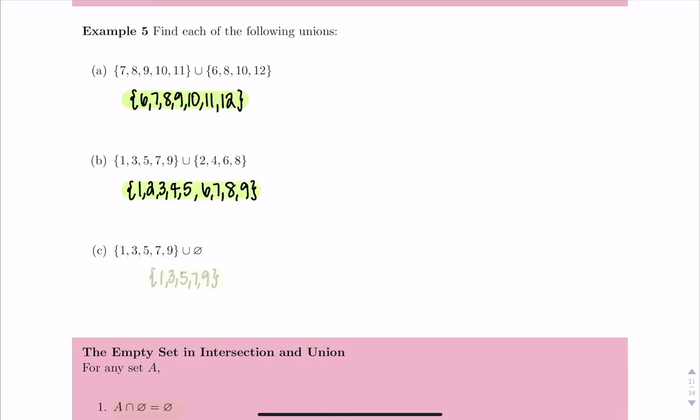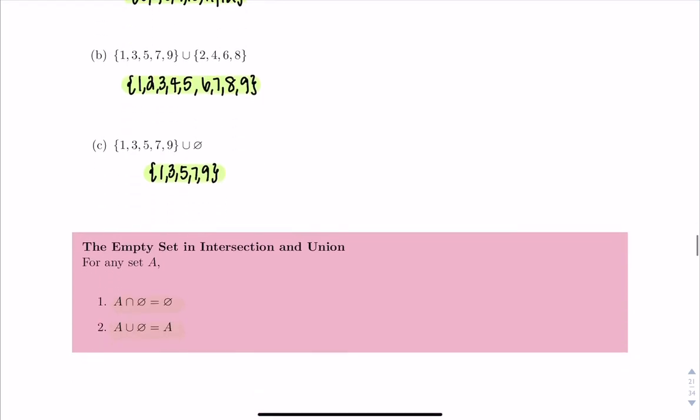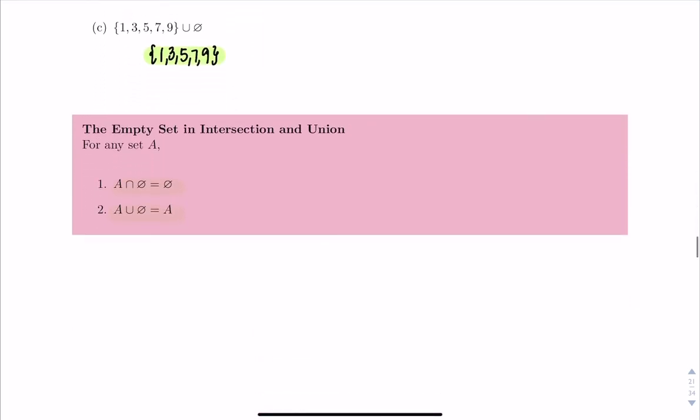And the last one, we've got {1, 3, 5, 7, 9} union the empty set. So it can be in either the first set, the second, or both. So we definitely still have the elements from the first set, and then there's nothing to add from the empty set because it's empty. And so we really just get the first set. So the empty set in intersections and unions: if A is a set, then A intersect the empty set is always empty, and A union the empty set will just be the set A.